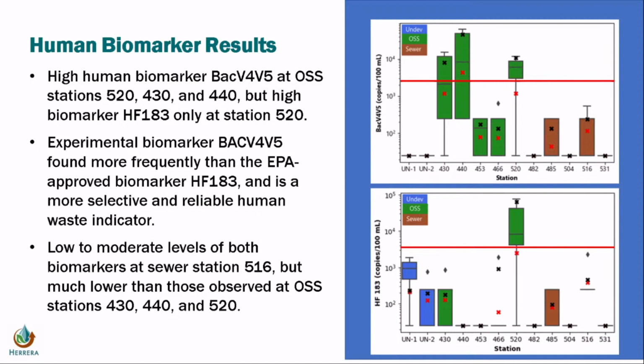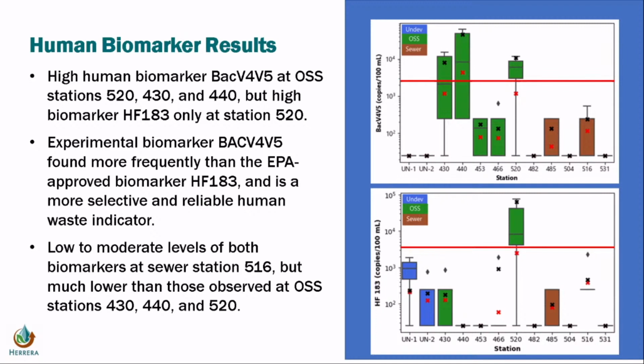We also did find a high HF183 at 520, but not at those other 2 OSS sites. So we interestingly found higher, not shown here though, but in the sewage samples we found higher BAC V4, V5, as well as the septic samples. So this is a much better human marker for this watershed for both sewage and septage because of the higher concentrations and the better sensitivity.